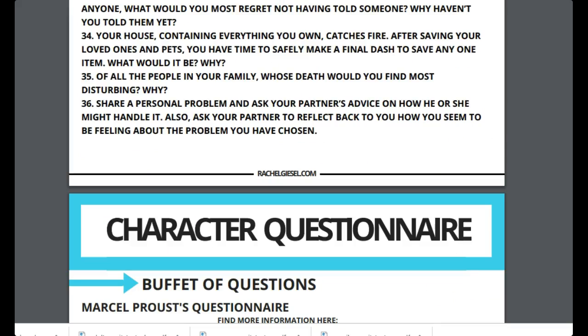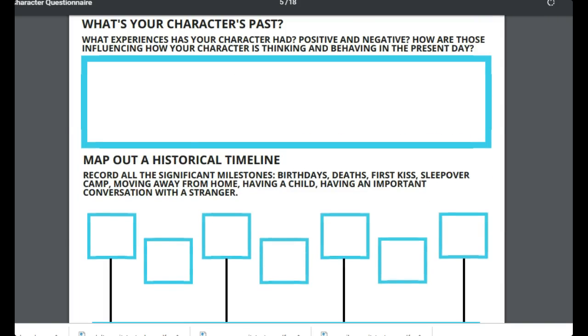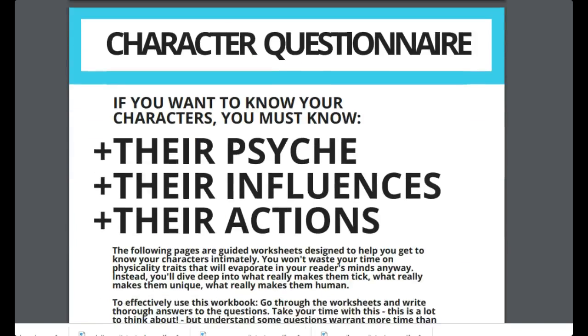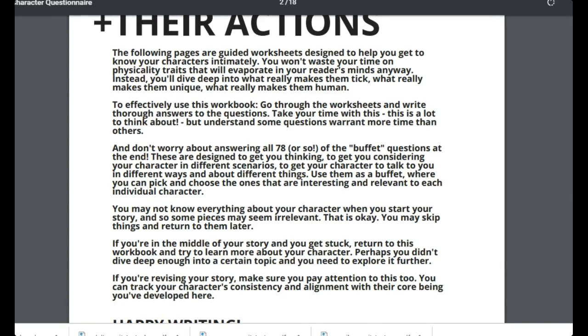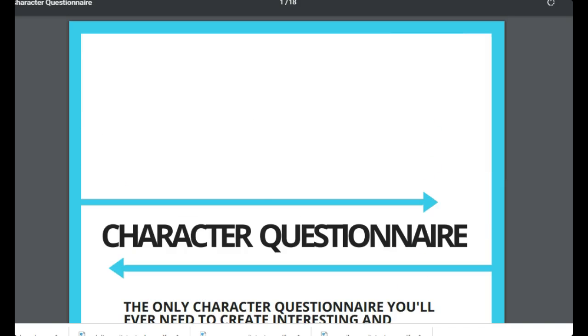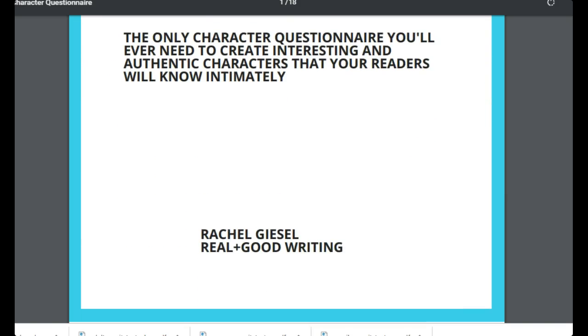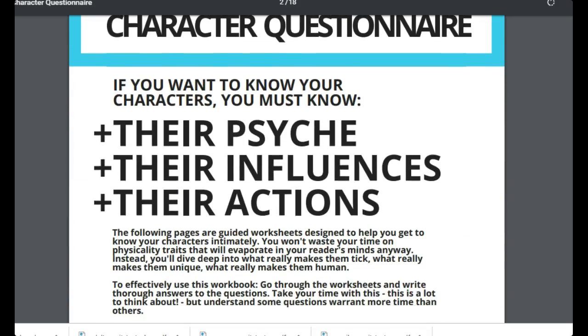So let's look at some questions that can help us to form our character and to develop our character. This is from the Character Questionnaire by Rachel Giesel of Real Good Writing.